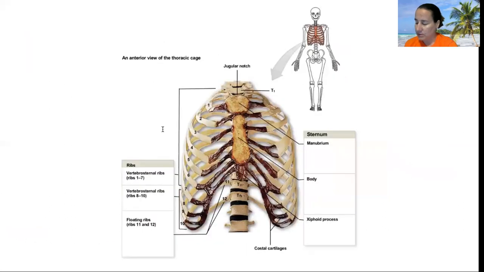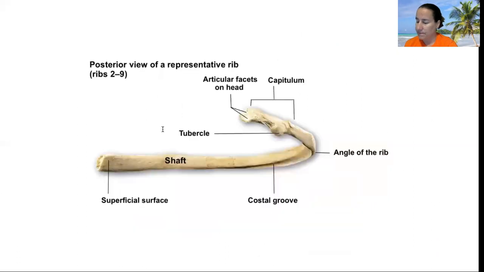We can see a pretty picture from Pearson that's going to show you that cartilage again. What about parts of the rib? We've got the body or the shaft. There's going to be the superficial surface. That's where the costal cartilage is going to attach. There's a little groove in there. I don't think we need to know that at all for our bone markings.